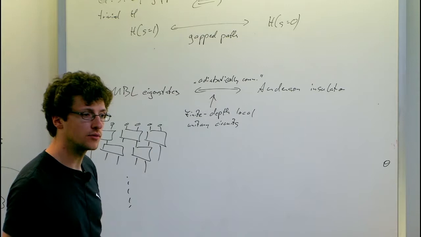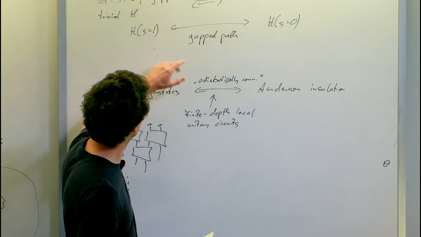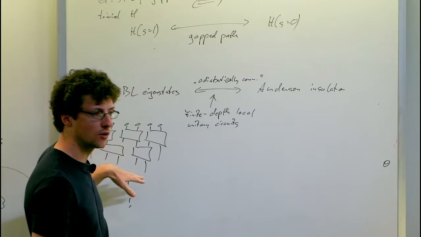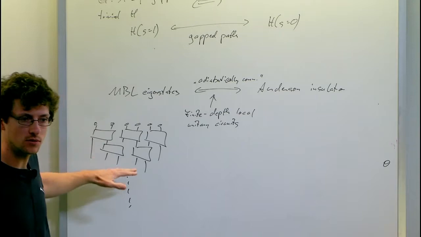So this is, of course, kind of the same as the notion of having a gapped path and some adiabatic connection. You can turn it into this notion by expanding that unitary operator, trotterizing it, and that will give you a finite depth local unitary, where the depth is basically the time, so that's going to be related to the inverse gap.